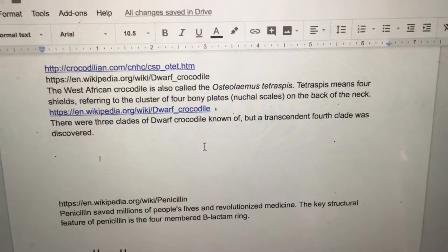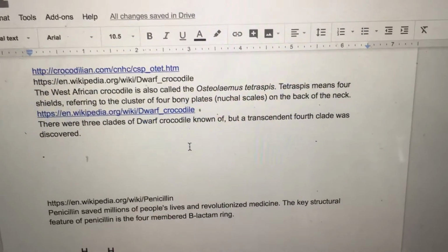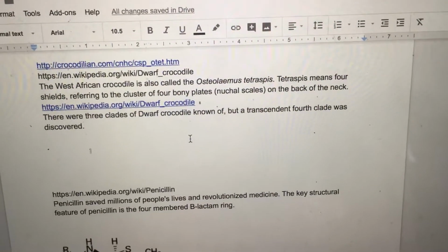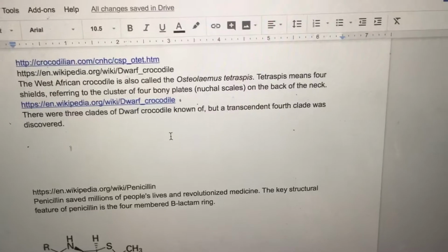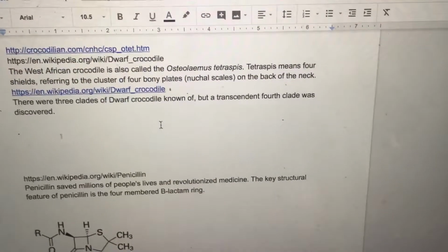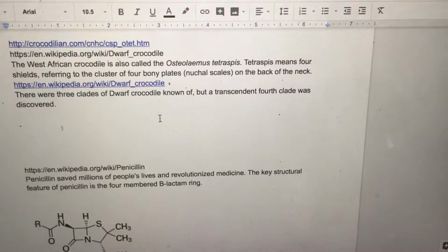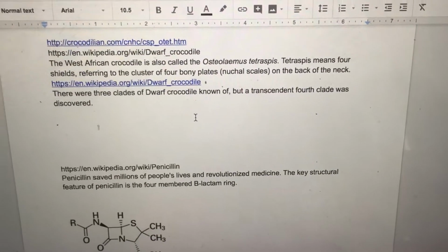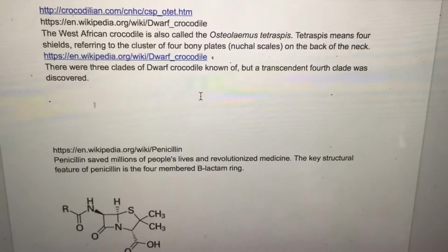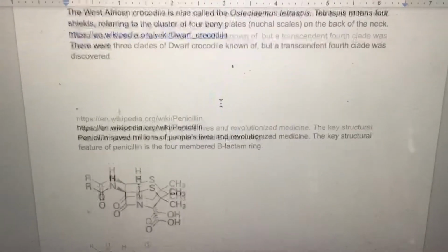West African crocodile is also called the Osteolaemus tetraspis. This is lecture 12, biology. Tetraspis means four shields, referring to the cluster of four bony plates, nuchal scales, on the back of the neck. There were three clades of dwarf crocodile known of, but a transcendent fourth clade was discovered.